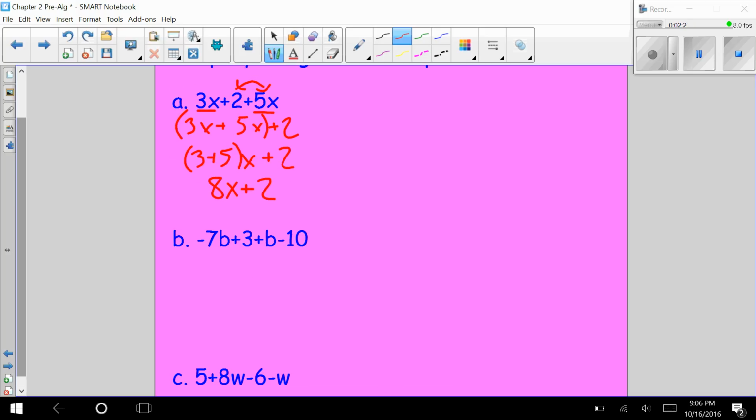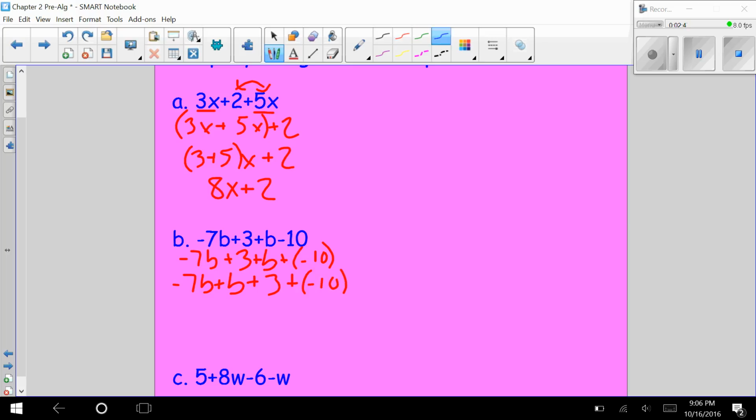Let's look at our second example. Negative 7b plus 3 plus b minus 10. Well, step 1 says rewrite it as a sum. So negative 7b plus 3 plus b plus negative 10. Let's rewrite this so like terms are next to each other. Negative 7b plus b plus 3 plus negative 10. And now let's group together like terms. Negative 7b and b are like terms, and 3 and negative 10 are also like terms.